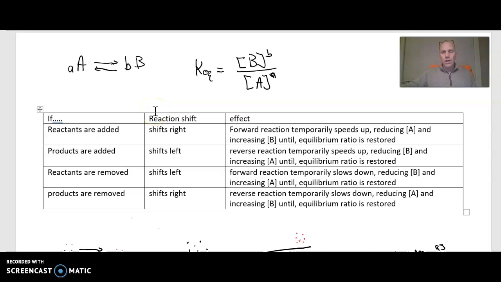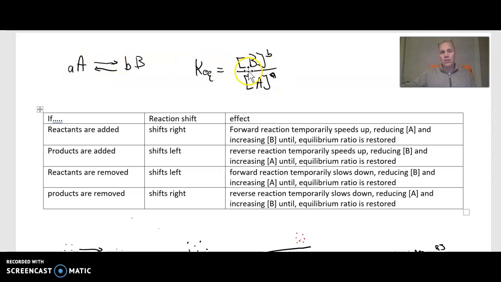So in this video, I wanted to go over all the different scenarios that you could see with Le Chatelier's principle and see how reactions would react if this equilibrium reaction was put under stress in a certain way. All right. So for these scenarios, I'm going to just use a very simple reversible reaction right here. A going to B.